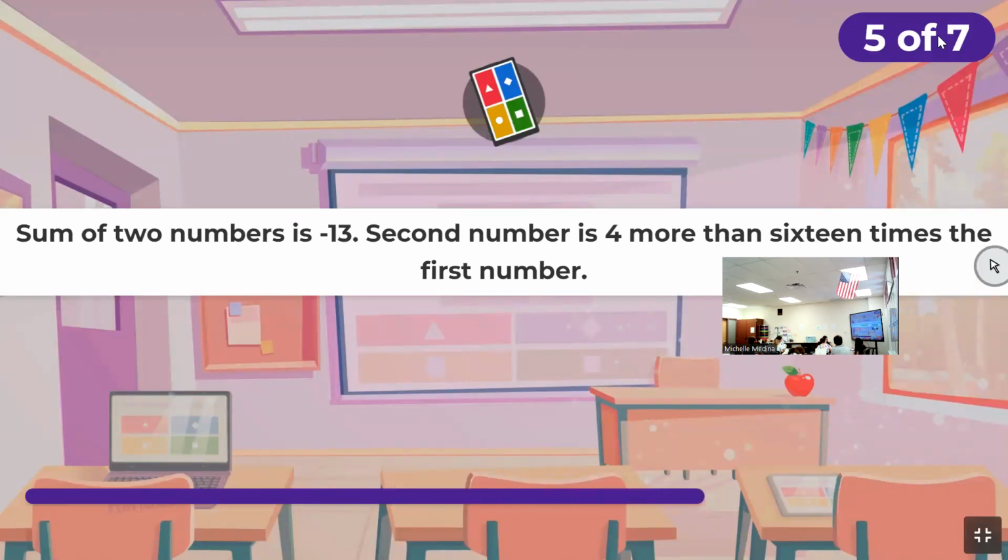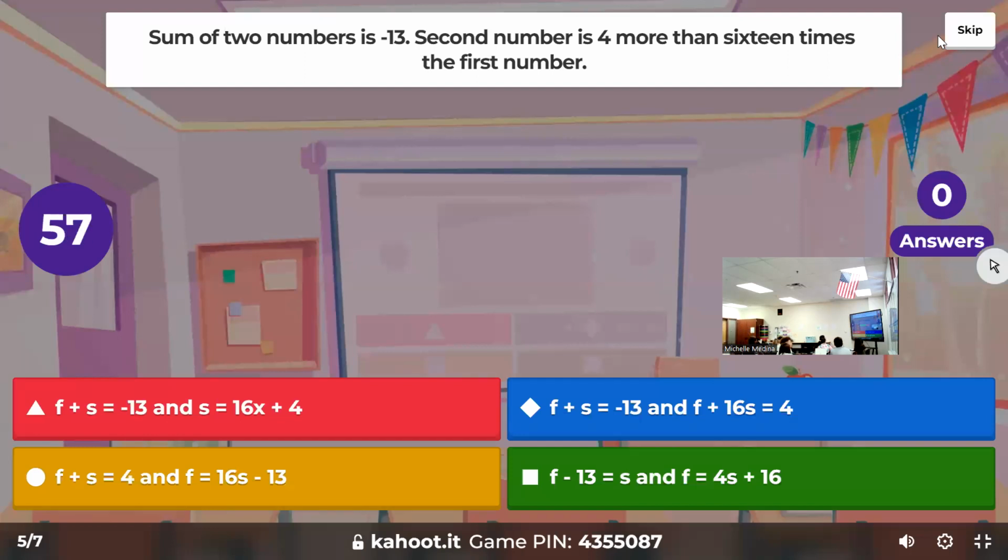Sum of 2 numbers is -13. Second number is 4 more than 16 times the first number. We're writing to represent the situation.